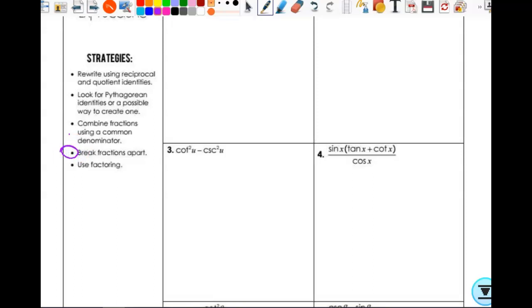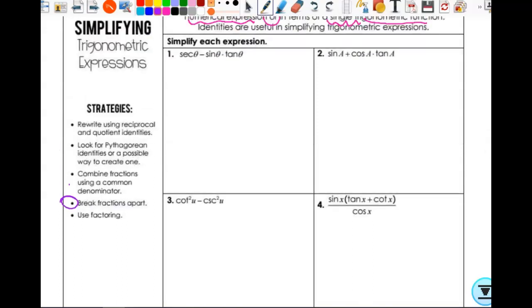Now, this one can be a very, very helpful one. It's not always at the forefront of your mind because that's not something we do a lot in general. You have taken a lot of fractions and put them together with common denominators, right? But we don't often break them apart. That's just not in the practice that we've had. So that might be something you need to remind yourself: make sure I look for that, right? And then, of course, use factoring. We'll talk through these as we go, especially breaking fractions apart. Okay, so let's go up here.